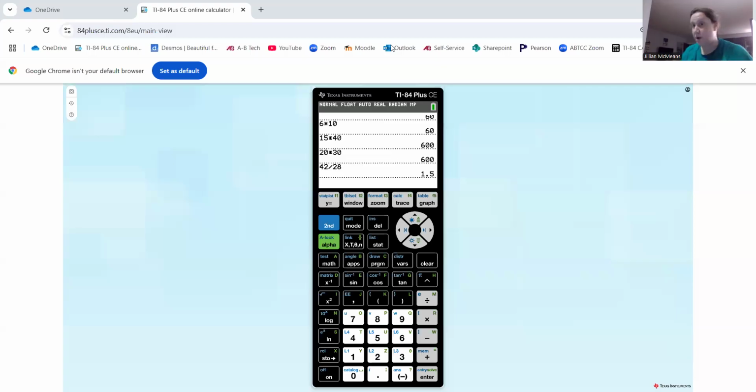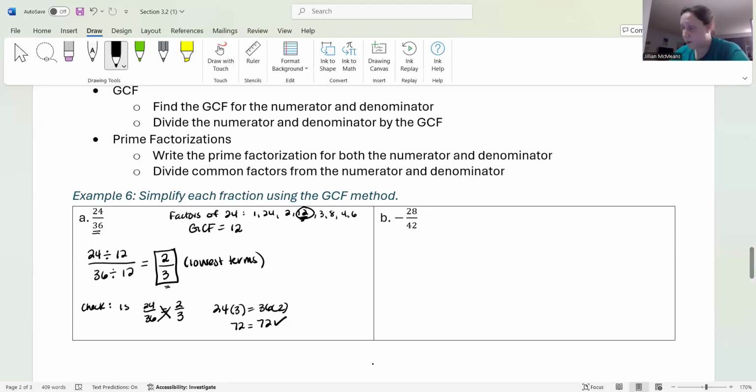All right, so since I know that 28 is not a factor of 42, I want to start listing out factors of 28. Well, 1 and 28 are definitely factors, but we already know 28 doesn't work. 28 is definitely even, so 2 and 14 are factors. 3 doesn't go into 28. 4 goes into 28. 4 and 7. 6 and 5 don't go into 28. We get to 7, so we start repeating. So these are all of the factors of 28.